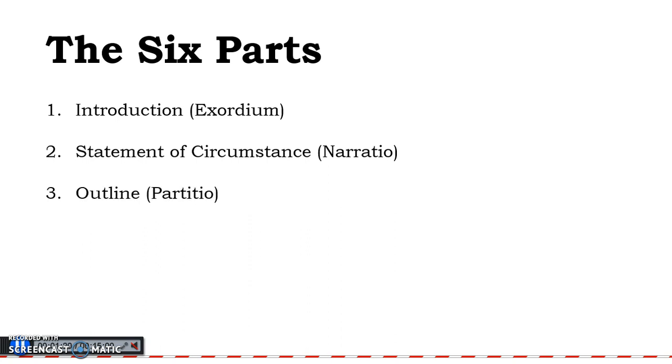The third part is an outline, or the partitio. This is where we divide up the rest of our essay, in this case, and explain to our audience where we're headed. It's kind of like a road sign letting the reader know what's to come. The fourth stage is the proof stage, or the confirmatio stage.